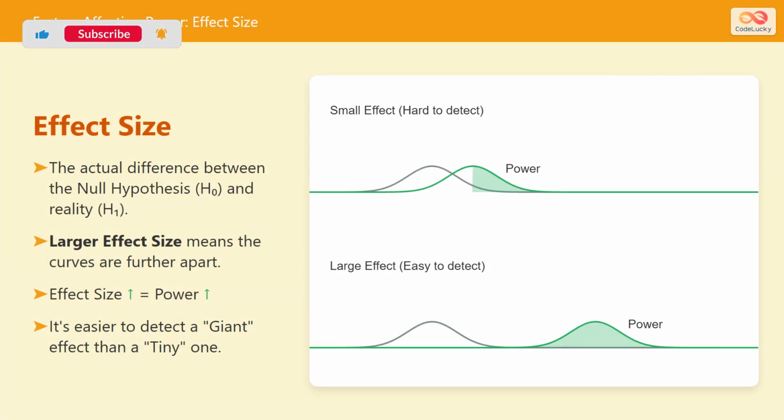What changes this power? First, effect size. If the real effect is huge, the two curves are far apart. It is very easy to tell them distinct. Large effect sizes lead to high power. Small effect sizes result in the curves overlapping significantly, making it hard to detect the difference, resulting in low power.